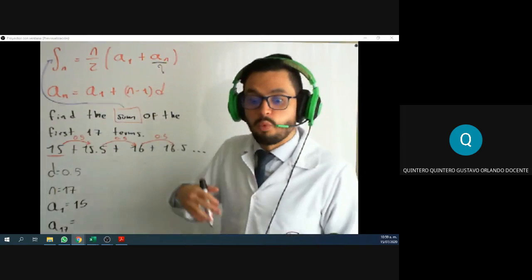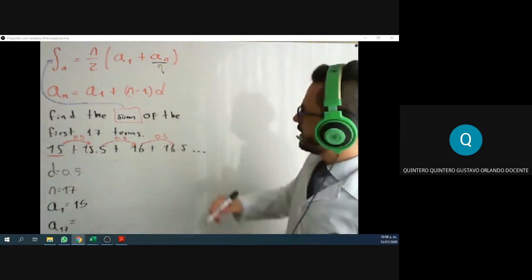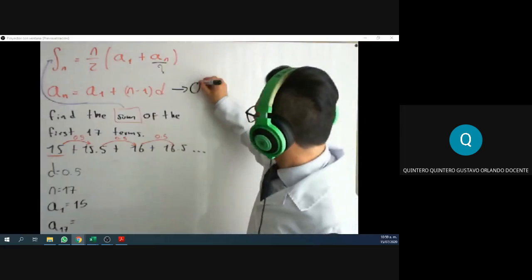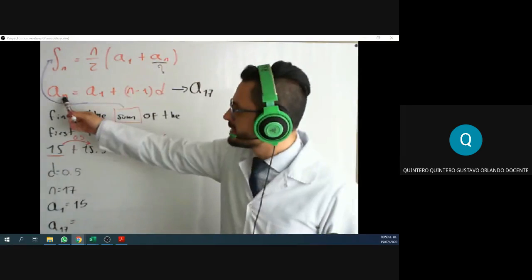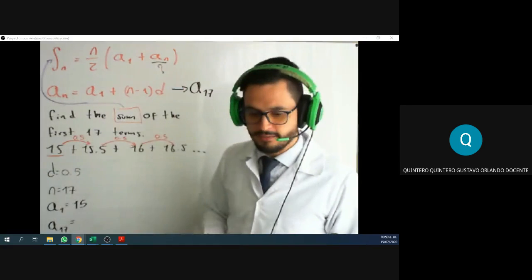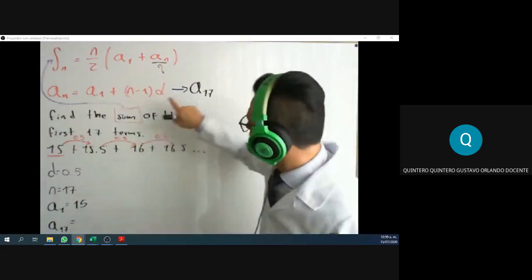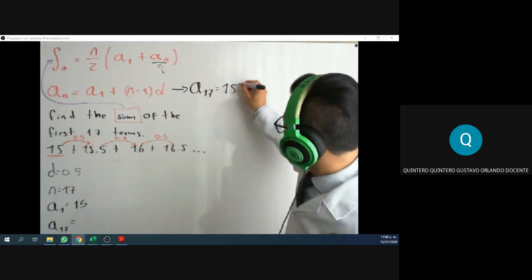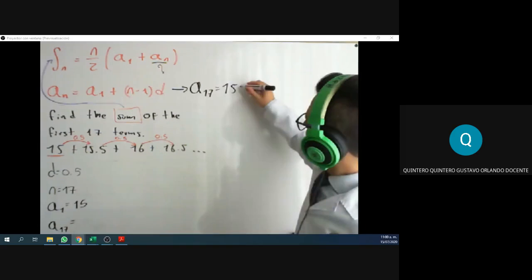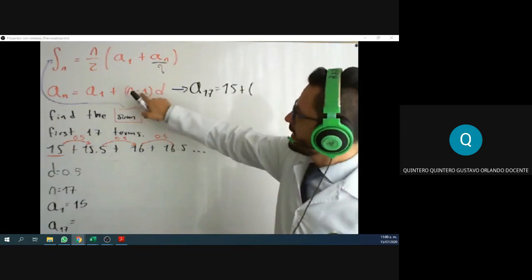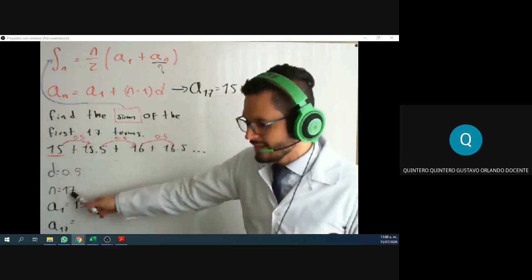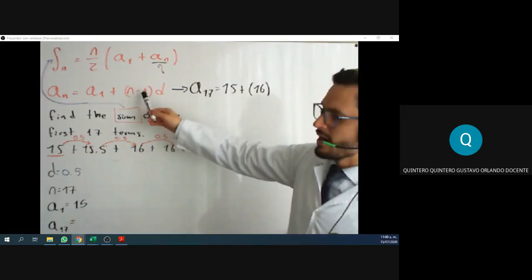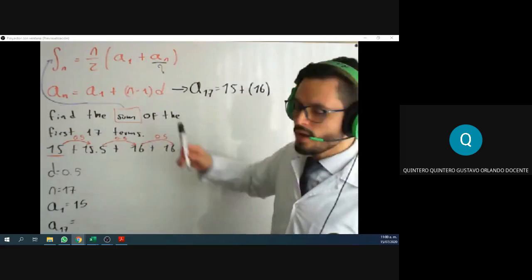This one is going to tell us what is the number in position 17. So let's begin with this one. If we replace the values in this one, we're going to have A sub 17. Again, I am just replacing the n by 17. So the number in position 17 is going to be equal to the first number, 15, plus n minus 1. Well, we know that n is 17, so in this case I'm just going to write down 16: n minus 1, 17 minus 1.